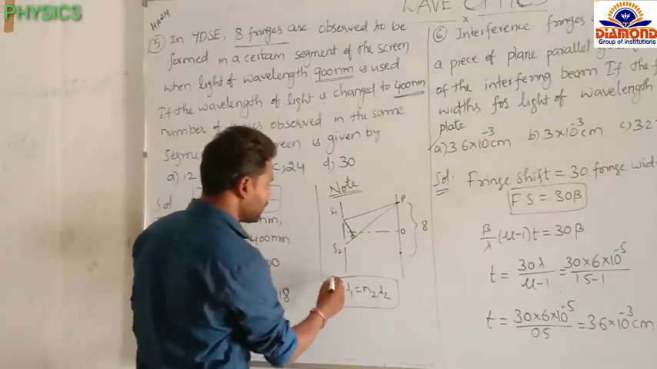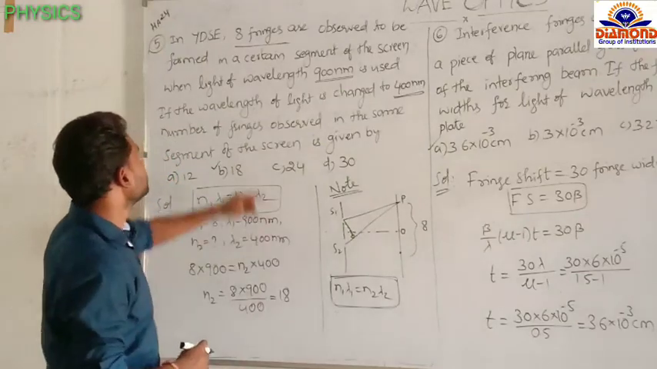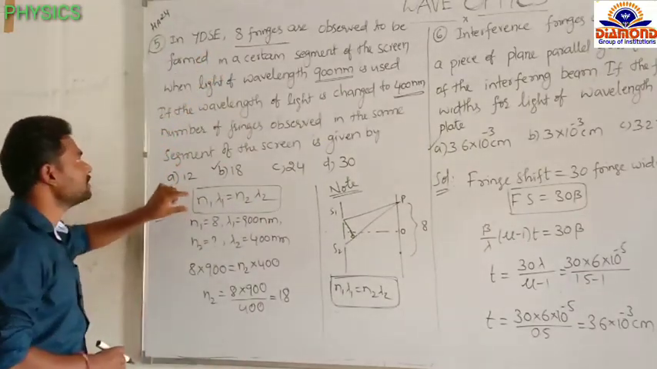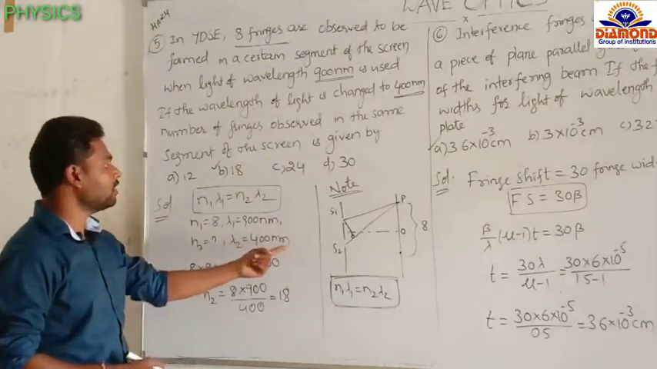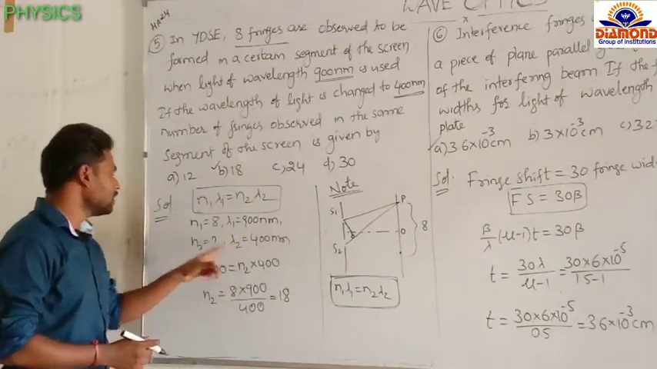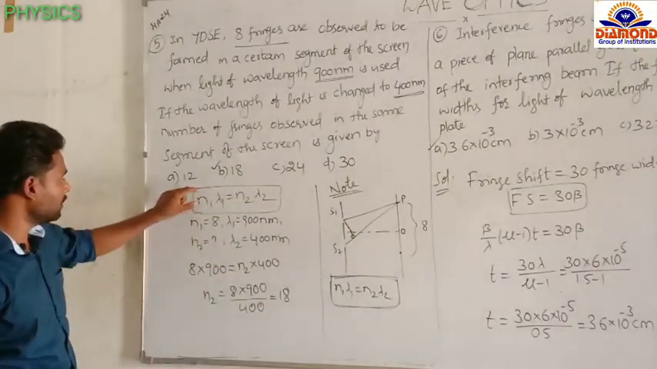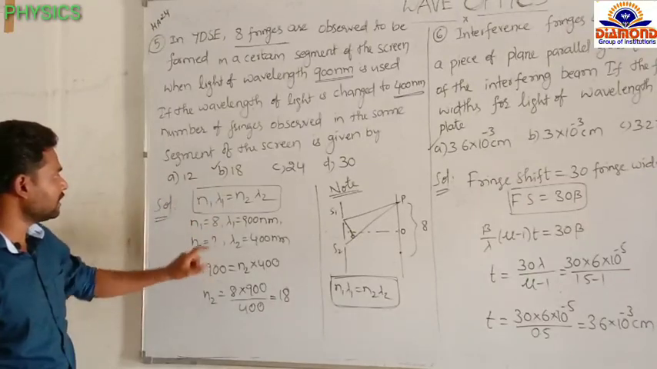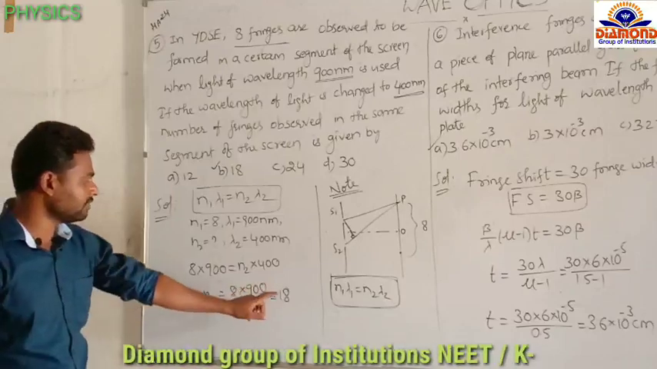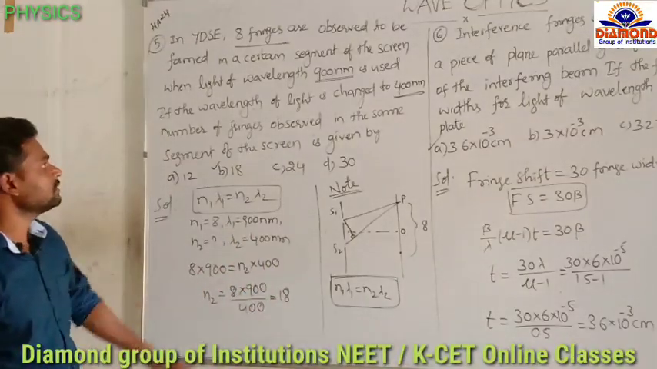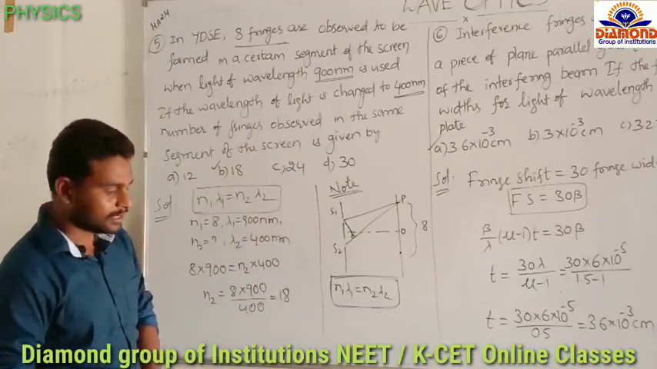So remember the direct formula here: n1 lambda 1 equal to n2 lambda 2. Initially the given number of fringes is 8 using the wavelength 900 nanometers, and then using the 400 nanometer wavelength, how many fringes will we get. Substitute n1 value 8, lambda 1 value 900, n2 value we have to find, lambda 2 value 400, and simplify it, we will get 18 fringes. That means if the wavelength of the light decreases, the number of fringes increases.